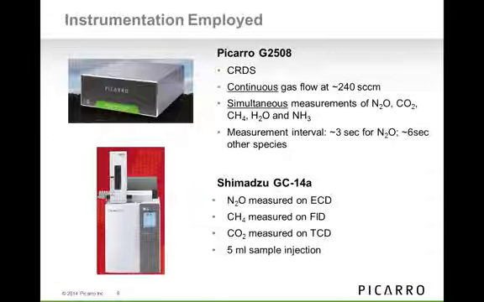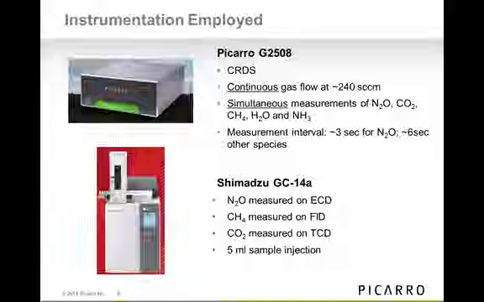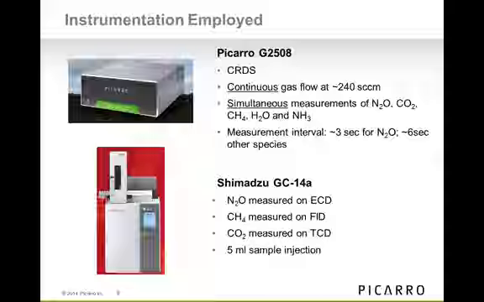So first, the instrumentation that I used is, as we said, the Picarro G2508, which is a cavity ring-down spectrometer, which uses near-infrared laser diodes to look at absorption features to determine the concentration of gas in a sample. It's a continuous gas flow into the cell of the analyzer, and you get simultaneous measurements of nitrous oxide, carbon dioxide, methane, water, and ammonia. We get a measurement interval for nitrous oxide of about 3 seconds and a few seconds for the other species.